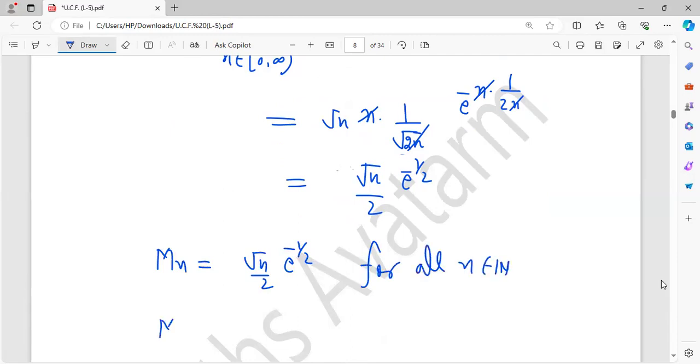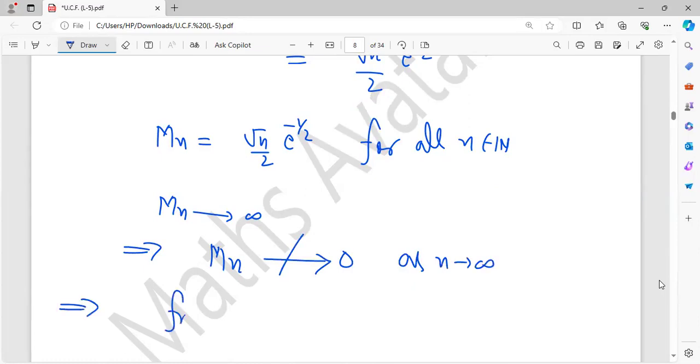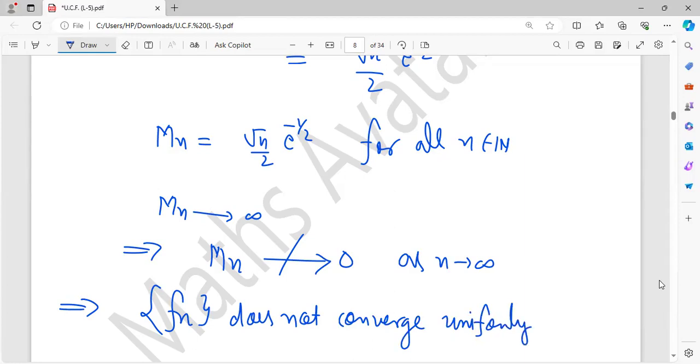When n tends to infinity, this will go to infinity, because n is here. Okay. So this implies Mn does not tend to 0 as n tends to infinity. So what does it mean? It means Fn does not converge uniformly on this interval.